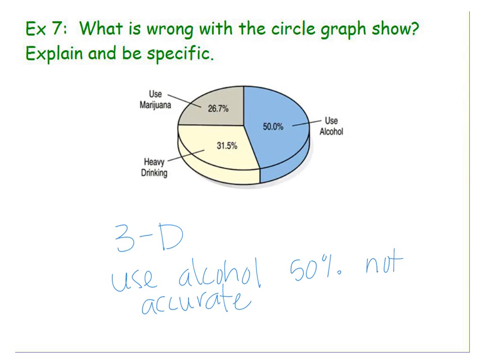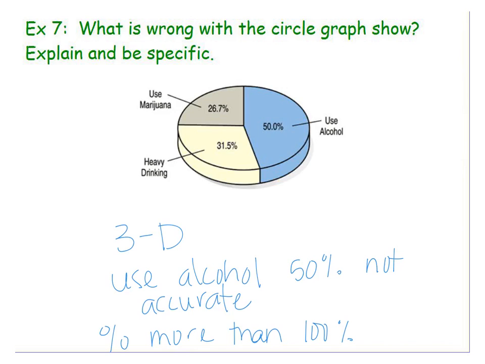Now, I'll give you a hint on the third one. Remember, this circle is supposed to represent a whole, which means it should be 100%. Take a moment and add up those three percentages and tell me what happens. Hopefully, after you've added them up, you've realized that the percentages are more than 100. And that's not possible on a circle graph. It's supposed to always add up to 100%.